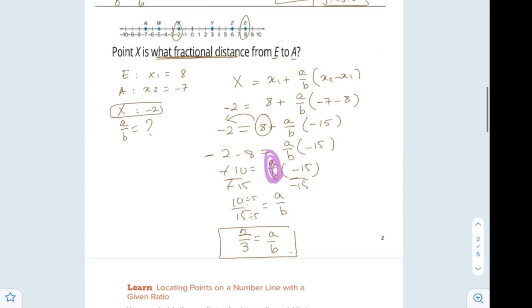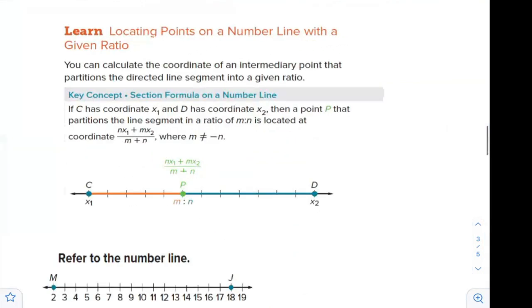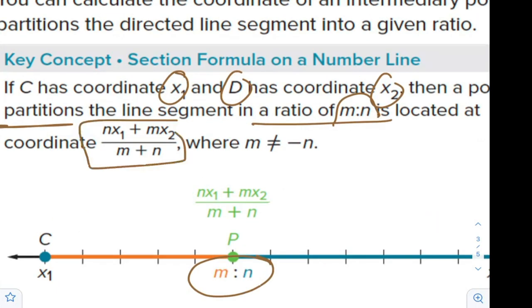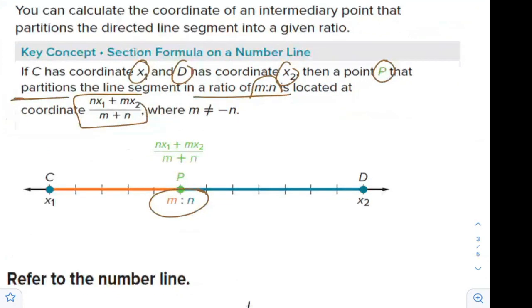So now this part was to locate a point if you have a fractional distance, which is A over B. Now we will locate a point, but with given ratio. Means we are going to partition the line only in a certain ratio. We will call this ratio M to N. So if C has coordinate x1, D has coordinate x2, then a point P that partitions the line segment in a ratio of m to n is located at a coordinate by this formula, where m is not equal to negative n.